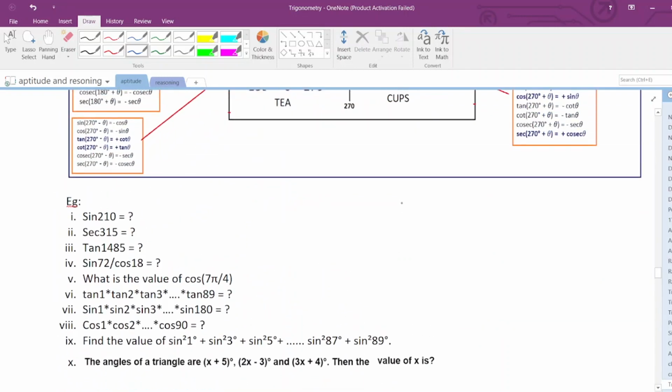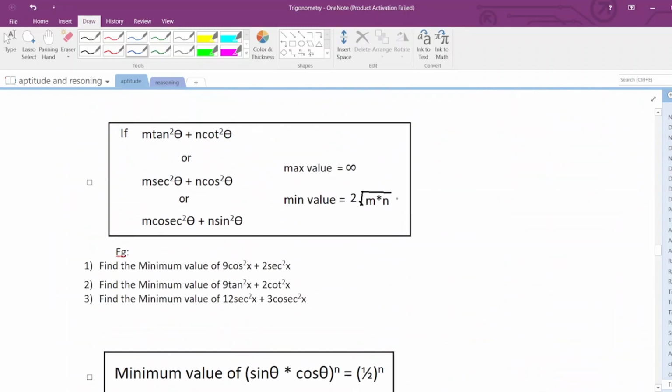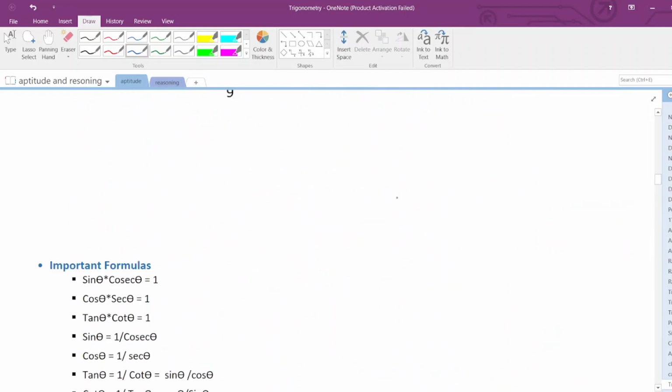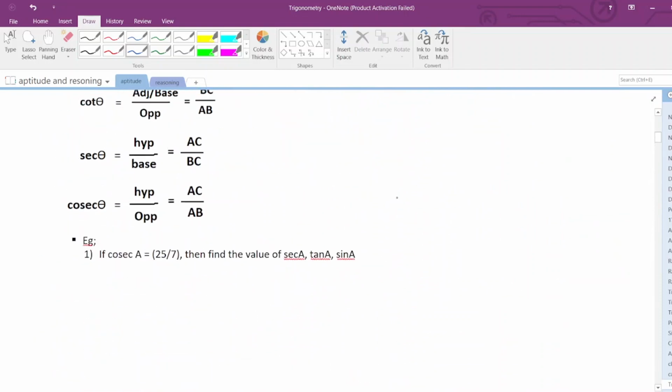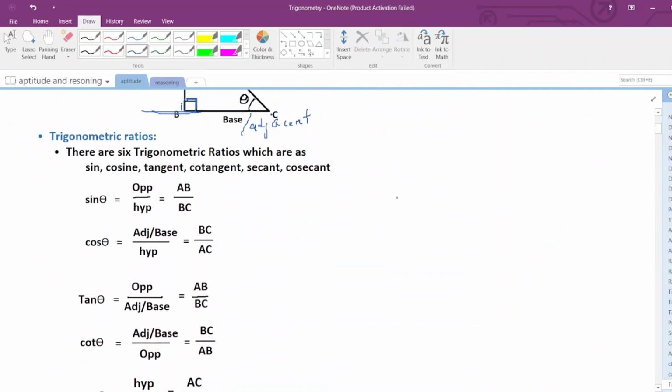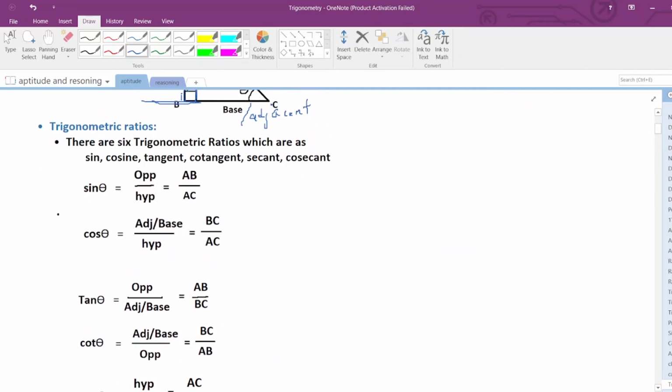I told you, right? After this session, I can assure that you will be able to do any kind of question from trigonometry. As of now we have discussed the basic right angle triangle, right? Now I am moving to the trigonometry ratios. Basically there are 6 trigonometry ratios: sine, cosine, tangent, cotangent, secant and cosecant.